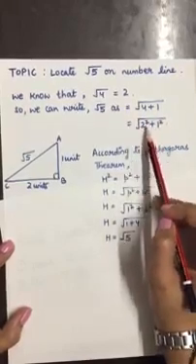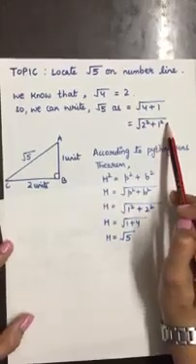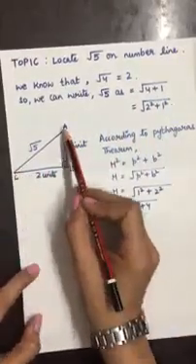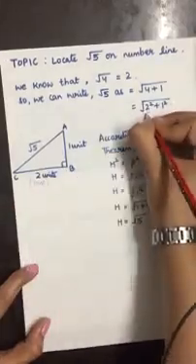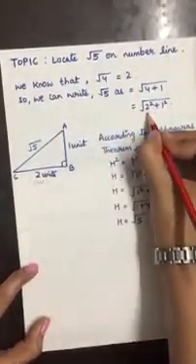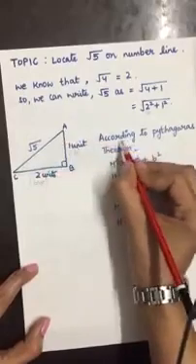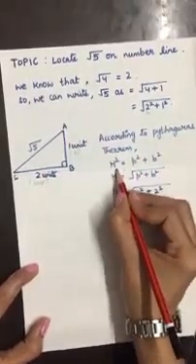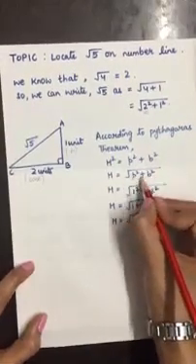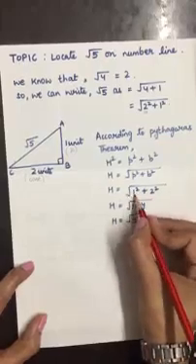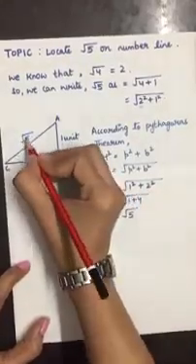Or we can write 4 as 2 squared plus 1 squared. So now consider this triangle. In this case, your base is 2 units, and your perpendicular is 1 unit. Then according to Pythagoras theorem, the square of the hypotenuse is equal to perpendicular square plus base square, or hypotenuse is equal to square root of perpendicular square plus base square. Perpendicular is 1, so 1 squared plus base 2 squared, 1 plus 4, it is root 5. So hypotenuse is root 5.